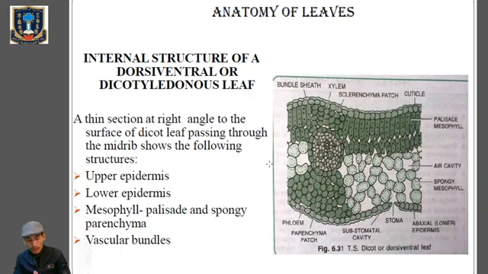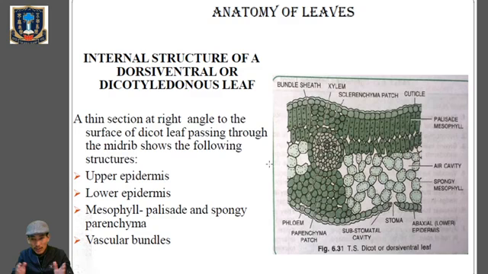Clear? So therefore the leaves of the dicotyledonous plants are arranged in a horizontal position, that is at right angle to the rays of the sun, so that the upper surface of the leaf will receive more sunlight than the lower surface. Since in such a leaf only one side is getting a higher amount of sunlight compared to the other side, it is known as a dorsiventral leaf.